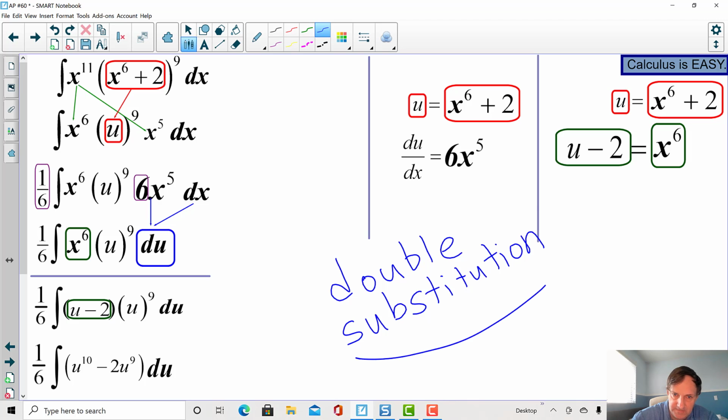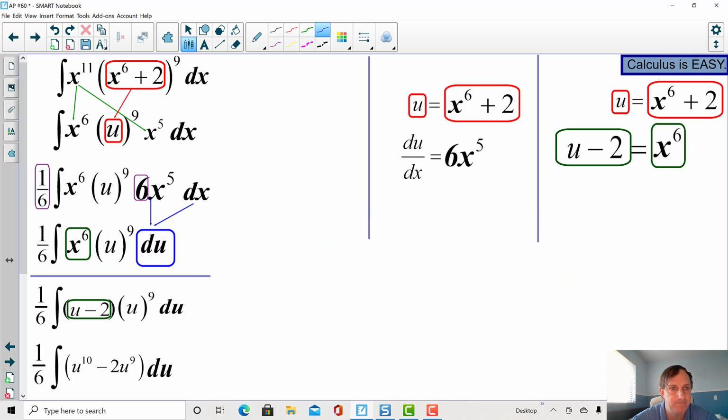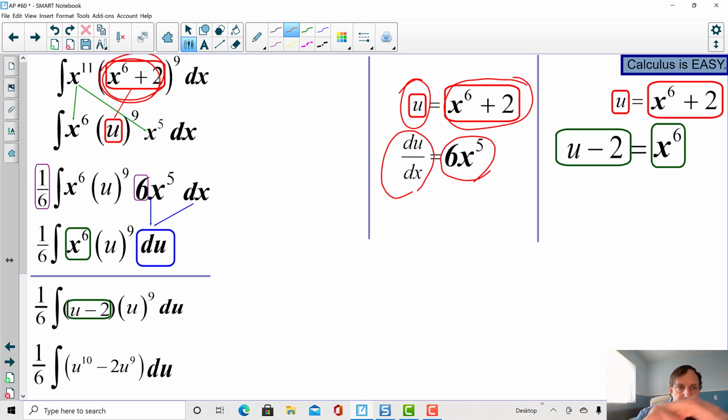All right, I'm calling this example the double substitution. So we're going to substitute once for the u, and then we're going to be left with x to the 6, and we're going to have to substitute again. So let's have a look at that. The first thing I want to do is choose my u. So my u is going to be x to the 6 plus 2. And if you do the derivative, you're going to get that du dx is equal to 6x to the 5.